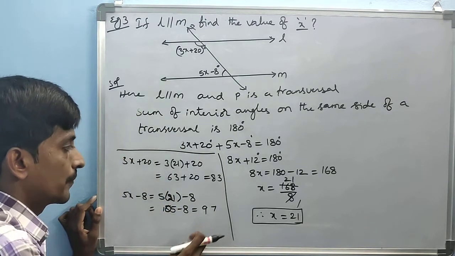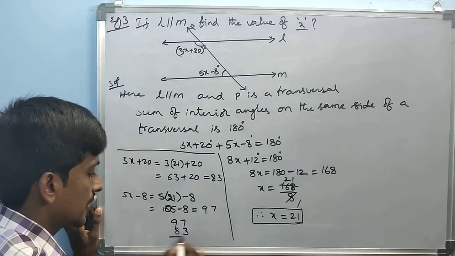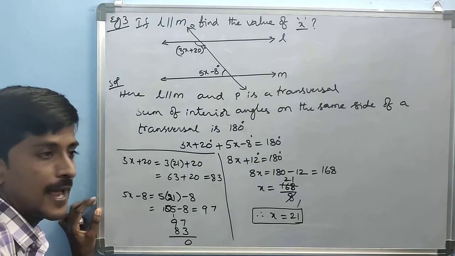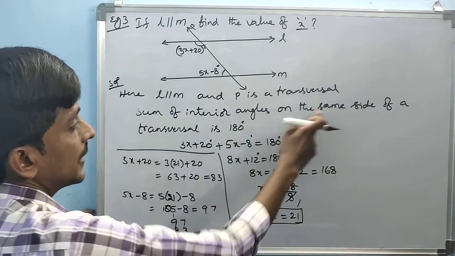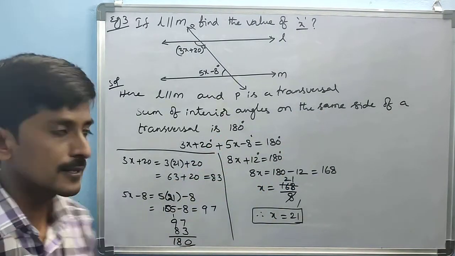So, now adding these two, 97 and 83. 7 plus 3, 10. 1 plus 9, 10. 10 plus 8, 180. Is it clear? Sum of interior angles on the same side of a transversal is 180 degrees. This is checking.